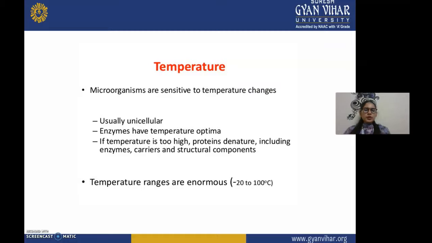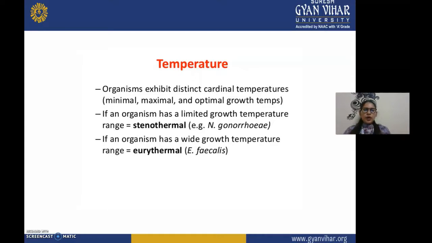Now, temperature. Microorganisms are sensitive to temperature changes. Usually unicellular enzymes have temperature optima. If the temperature is too high, proteins denature, including enzymes, carriers and structural components. So, temperature ranges are enormous, from -20 to 100 degrees Celsius. Now, organisms exhibit distinct cardinal temperatures: minimal, maximal, and optimal growth temperature.